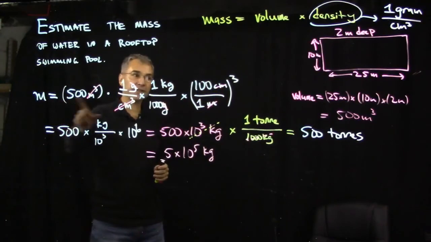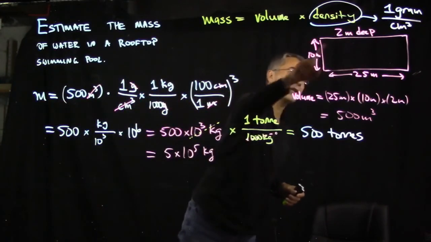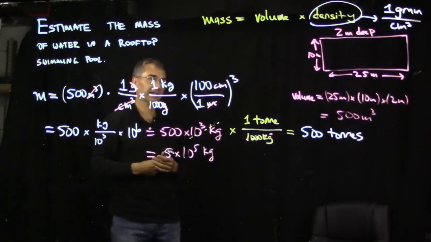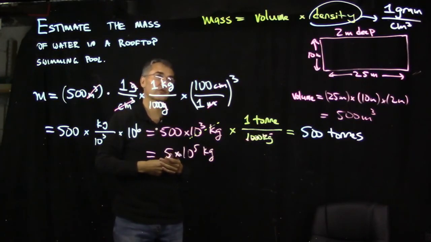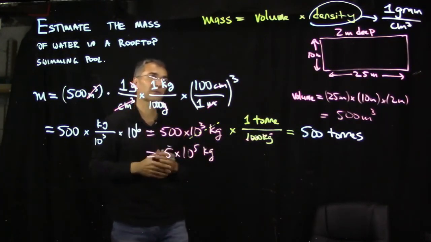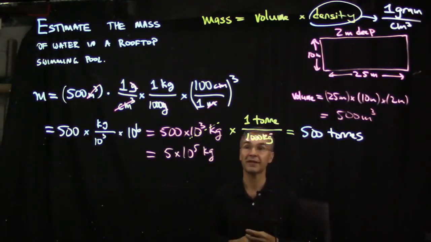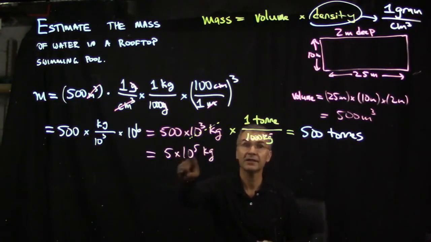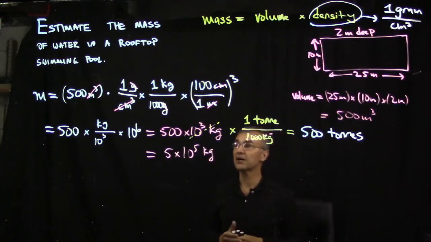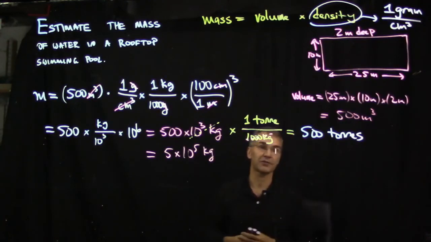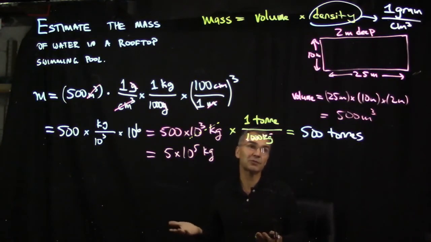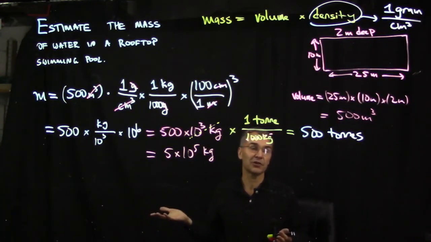So it seems like using these dimensions for the pool, and again, assuming it's fresh water, I guess if it were salt water, it might be a few percent more dense, although at the level of our estimate, a few percent more dense isn't going to make any difference. So I would say a plausible value for the mass of the water in our rooftop swimming pool is like 500 tons.